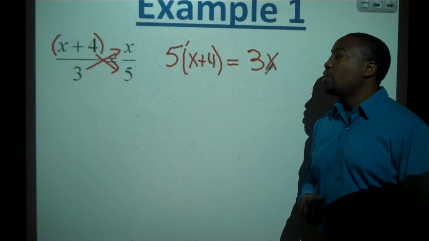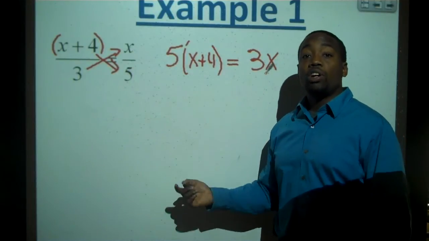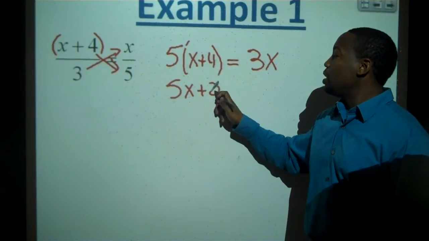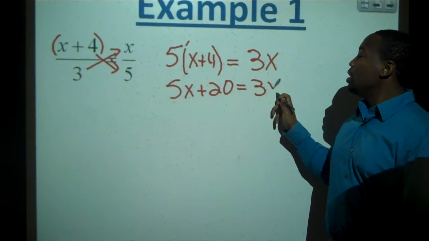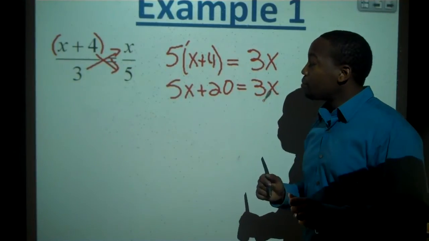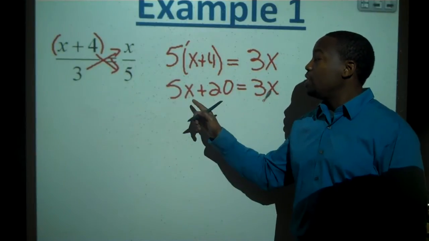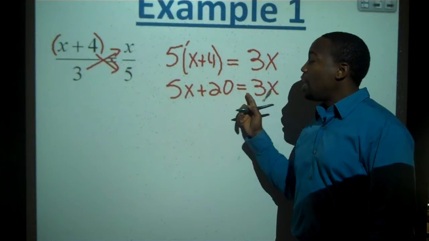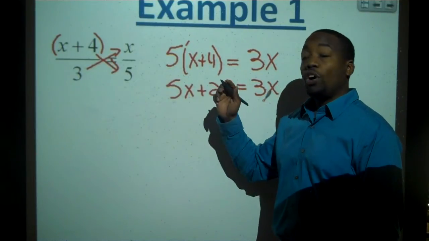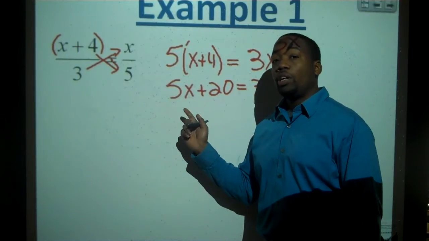Right? Now, from here, I need to distribute my 5 in so I can basically solve for the variable x. So I got 5x plus 20 is equal to 3x. Now, this is the part where a lot of people get messed up. First of all, the first thing I want to mention is the highest power of all these is the first power. So that means that I will have only one answer, not 2 answers. And I'll show you what happens when you have the second power later on.